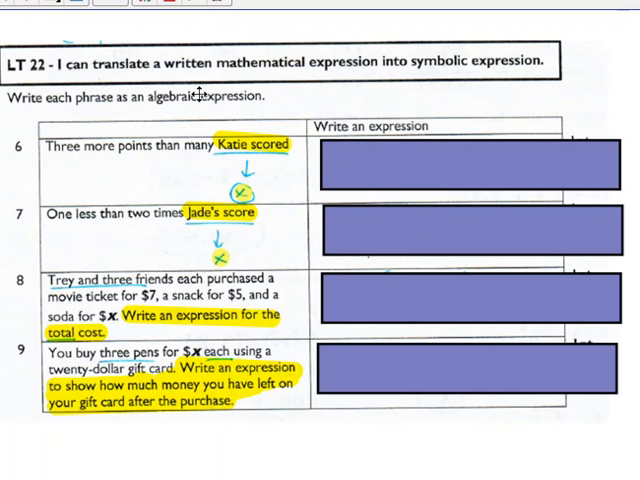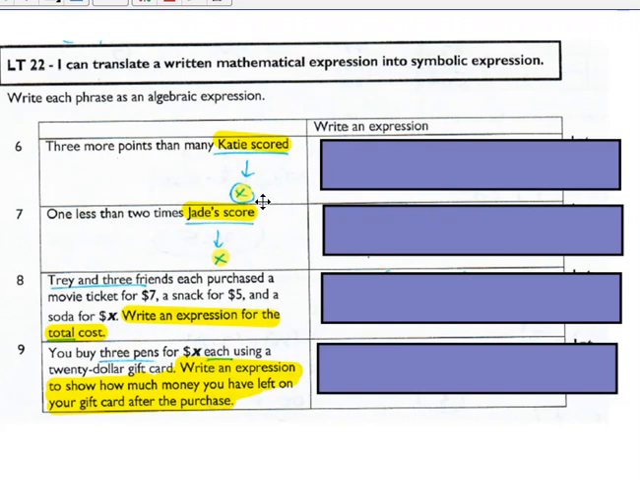The next section right here, learning target 22, you had to write an algebraic expression for each of these scenarios. You had to use variables, you had to use the correct operation, you had to use something that made sense of it. Well, remember that the variable usually represents what we don't know, okay? So look at this first problem. 3 more points than how many Katie scored. Well, what's unknown here is how many Katie scored. So let's use our variable for that. We want 3 more than X.